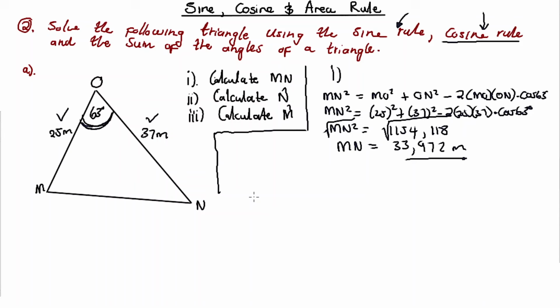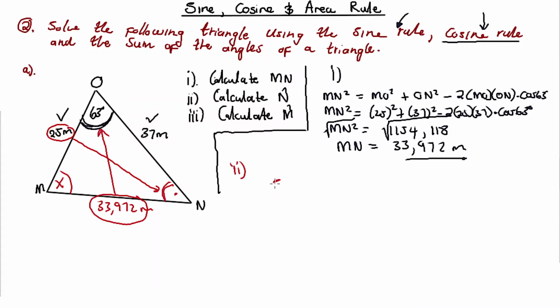By the way, we now have MN to be 33.972 meters. Now they want us to calculate what? Angle N. Unfortunately, I do not have angle M, so I cannot use the sum of angles in a triangle. So what do I have to do? I'm going to take this divided by the sine of this angle and use this and the sine of its opposite angle to calculate what? N. So that means we are applying the sine rule for number 2.